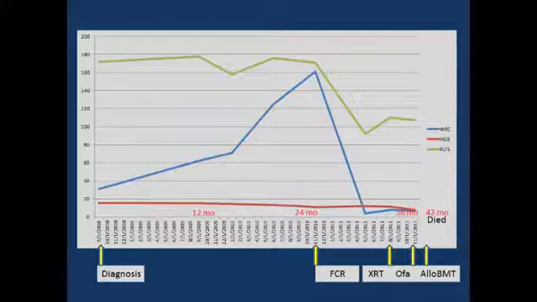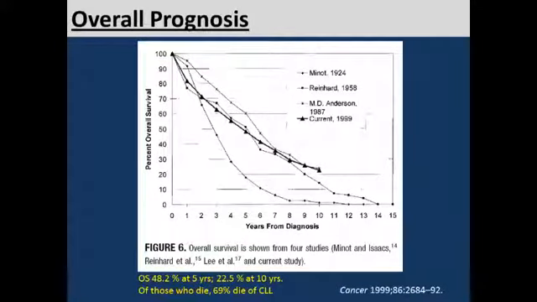Unfortunately, he had a very difficult course and died actually just last month at 42 months. So I wouldn't have predicted that from his initial presentation. So how can we divide these patients up now and use that information for their treatment?